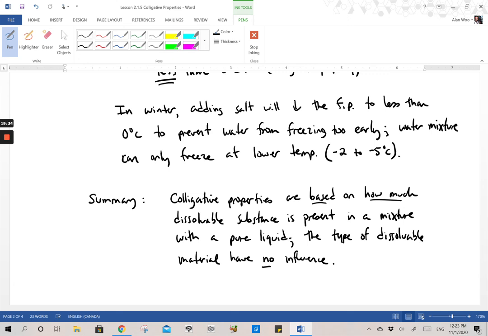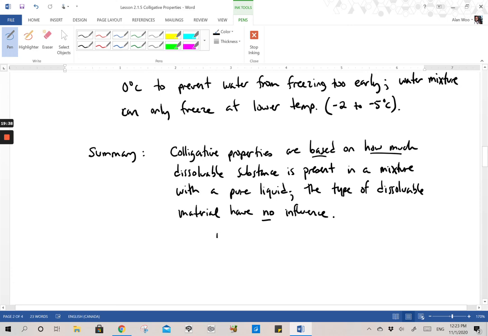And colligative property comes in at least two types. One, boiling point elevation, and two, freezing point depression.